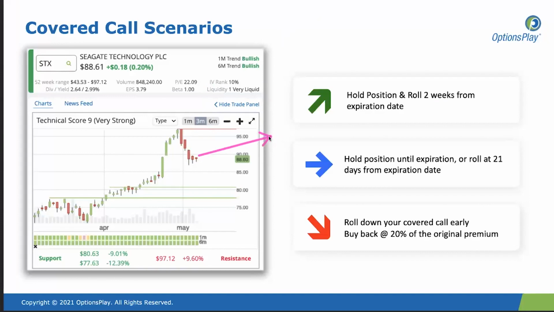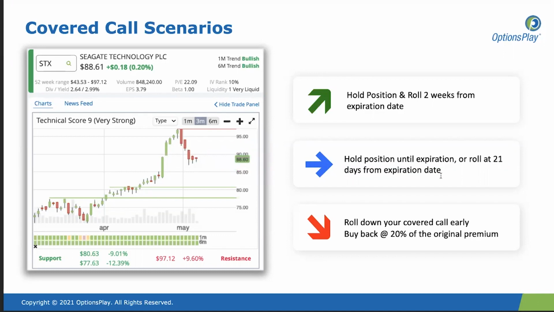In the second scenario, if the stock just moves sideways, slightly higher, slightly lower, this is really where you don't have to do anything. You simply hold the position until expiration, or if you want to roll it, you want to roll it 21 days from expiration, either one. But in this particular case, for those of you that are brand new, just simply hold on to it and let it expire. For those of you that have a little bit more experience, you might want to roll it to continue to generate income on this particular trade. But that's a more advanced strategy.